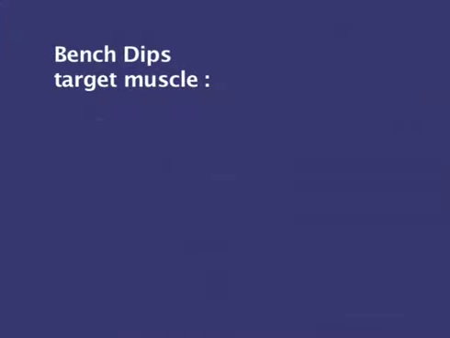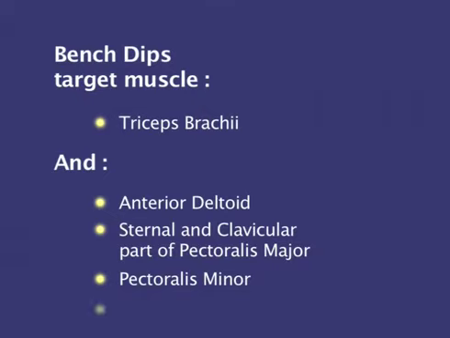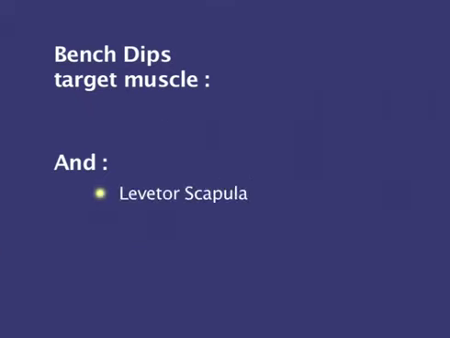The target muscle is the triceps brachii. There are some more muscles which act synergistically: the anterior deltoid, the sternal and clavicular part of the pectoralis major, pectoralis minor, rhomboids, levator scapulae and latissimus dorsi. These muscles also work synergistically along with the triceps brachii.